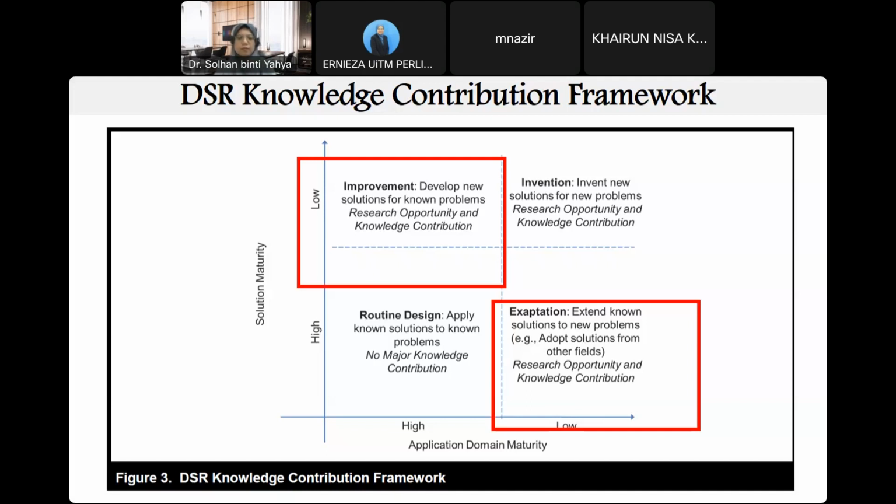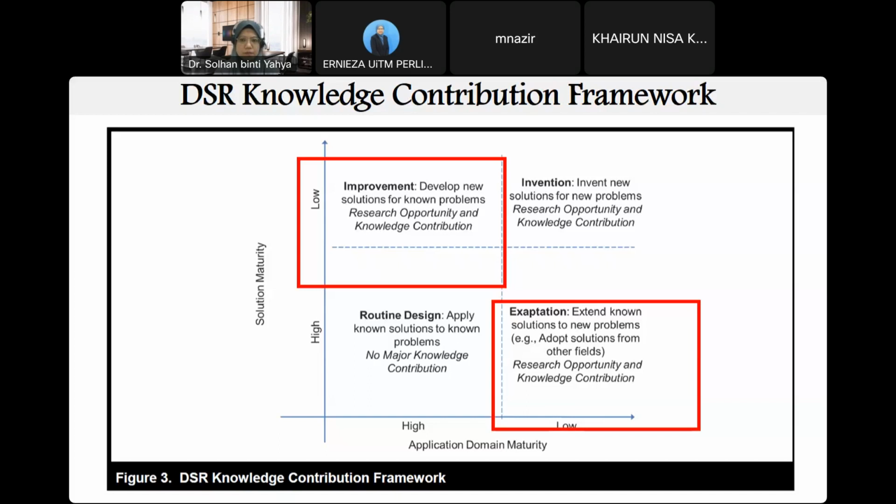Both quadrants are common to the design science research thesis, in order to highlight the contribution in terms of knowledge contribution. And the routine design, this is what I'm trying to avoid. I will always remind the student, if you cannot justify your knowledge contribution in terms of improvement or in terms of acceptation, then it will always fall into the routine design category.